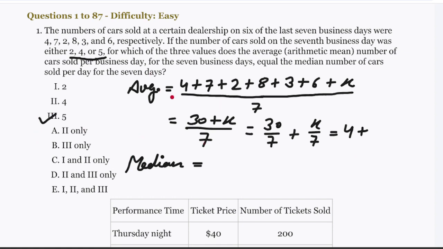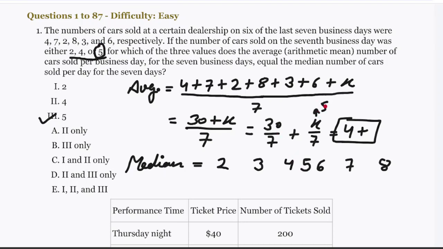Now median के लिए क्या करना है? We have to arrange in ascending or descending order. ठीक? So currently the numbers which we have are 2, 3, 4, 6, 7, 8. Now one thing is very sure, my average is more than 4. And only number 5 is going to fulfill that. If I put 5 here, then x means 5. That means 30 plus 5, 35 by 7, that is 5.